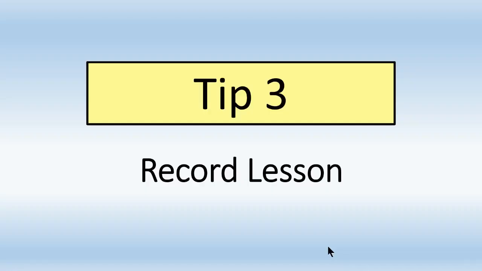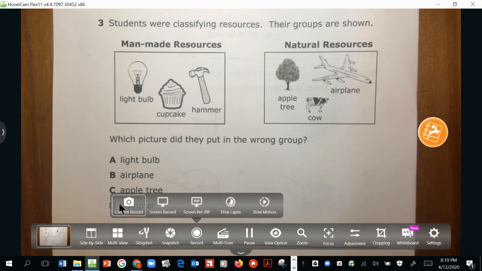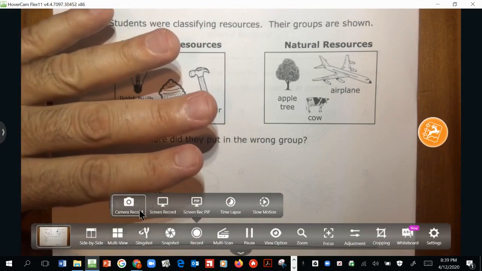Tip number three, how to record your lesson using the document camera. Now I'm going to show you how to record a lesson. Here at the bottom menu, you're going to click record. You're going to find many different ways to record. The one that you're going to utilize the most is camera record. It means you record everything that appears under the camera.